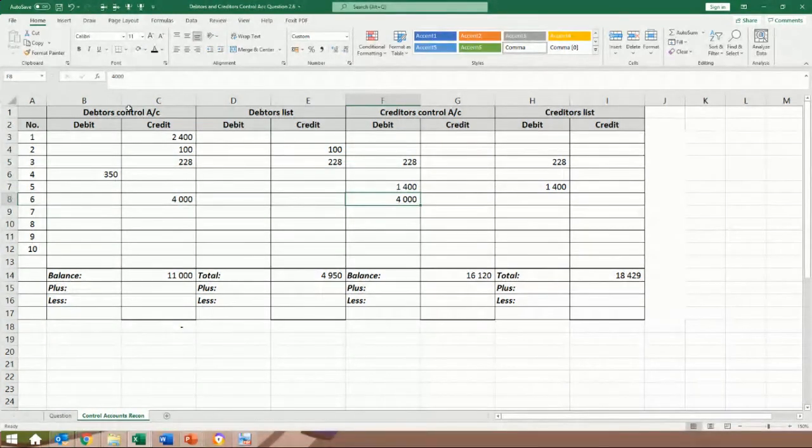Okay, so let me just repeat it. If we made a typo in our individual creditor's account, will that error affect the control account or just the creditor's listing? Okay, so Tebe says the creditors listing. That's correct because we only made a mistake in their individual account.